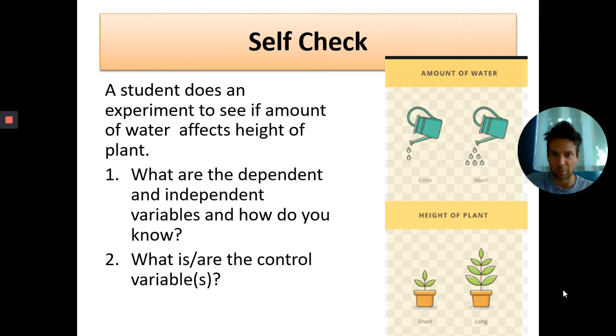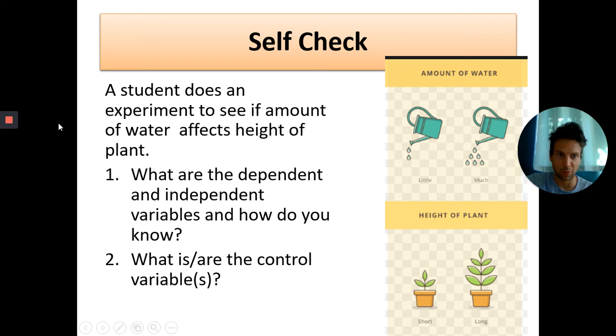So let me read this one to you. A student does an experiment to see if amount of water affects height of plant. What are the dependent and independent variables, and how do you know? Also, what are the control variables? Go ahead and pause the video, think about this, and then we will go over it.